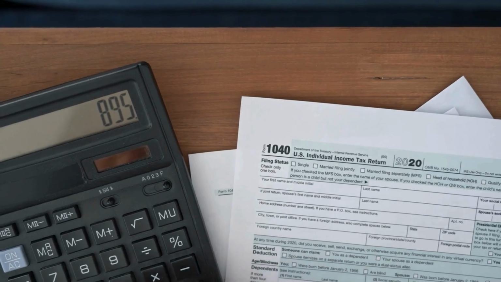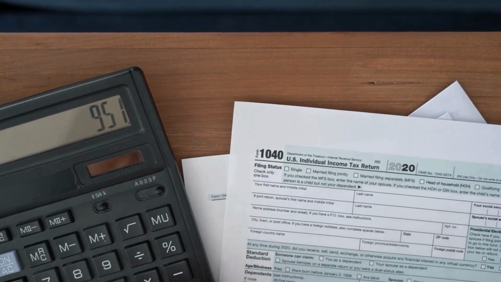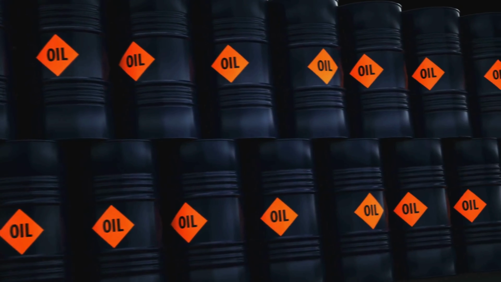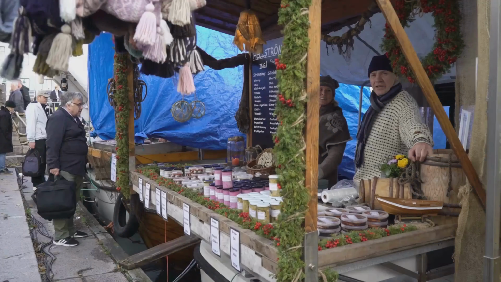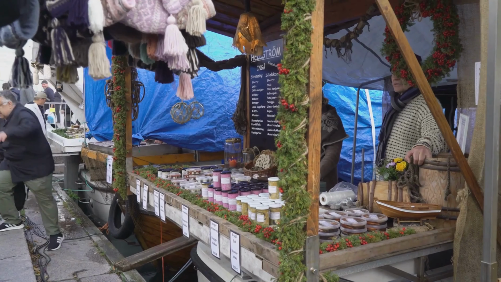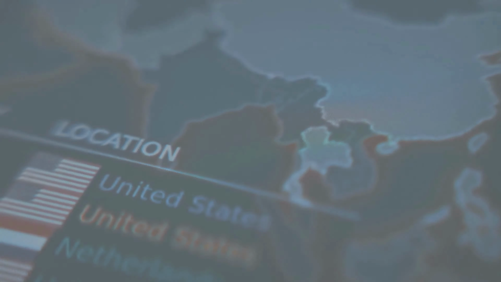Specific tariffs are levied as a fixed amount per unit of a good. For instance, a country might impose a specific tariff of $10 on every barrel of imported oil. This type of tariff is straightforward to administer, but can be less effective when dealing with goods of varying quality.